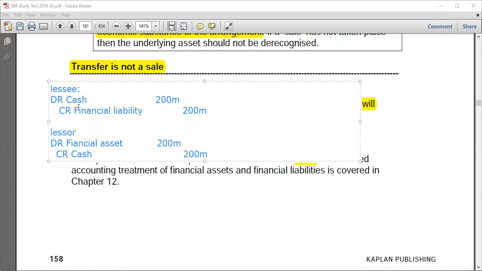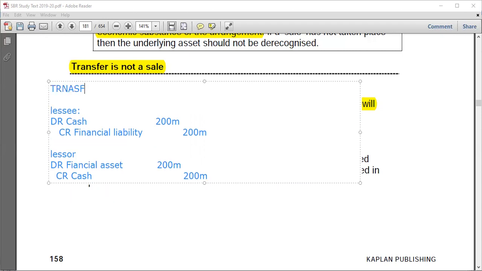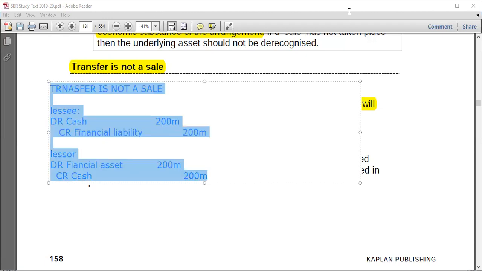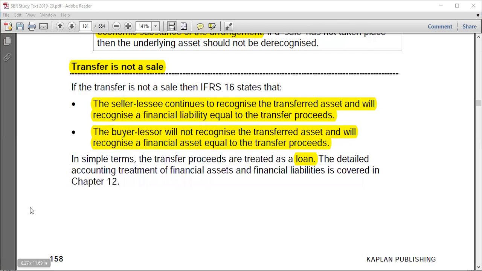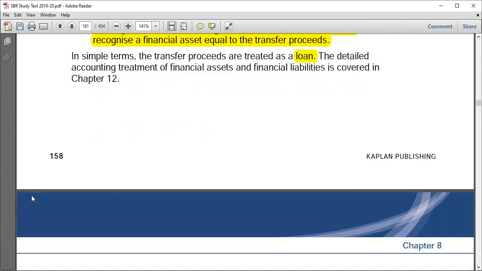Now the explanation says that this is explained more in chapter 12. It's nothing much, you know. When we deal with financial assets and financial liability, that is deeply explained under financial instruments, right? But all you need to know is it's just like a normal loan. So just get that concept. So this is fine, provided that the transfer is not a sale. Okay, so we proceed.